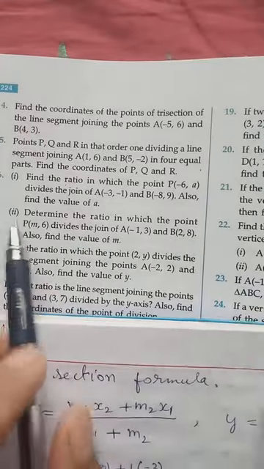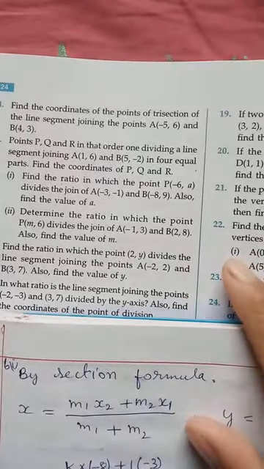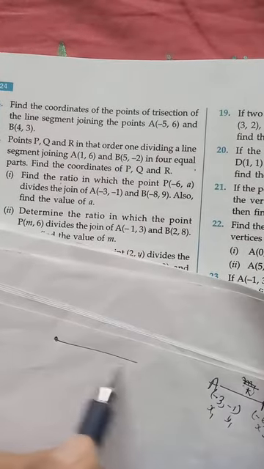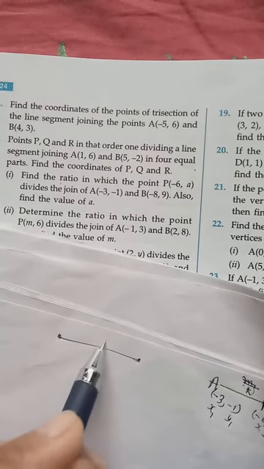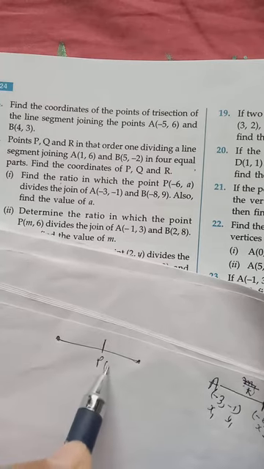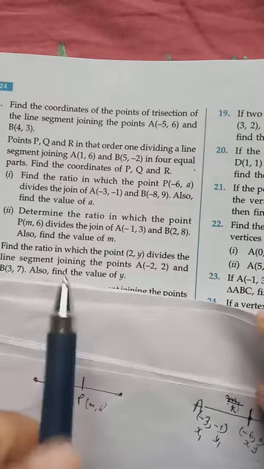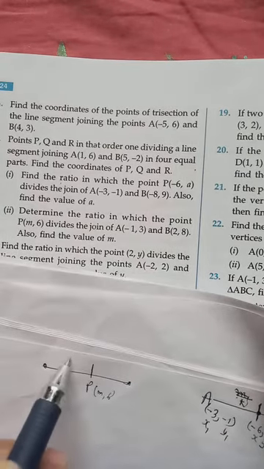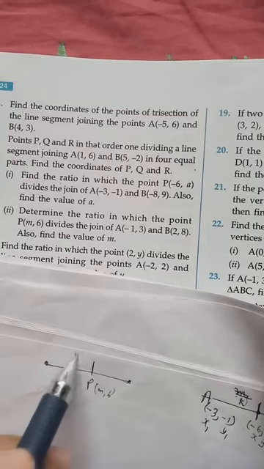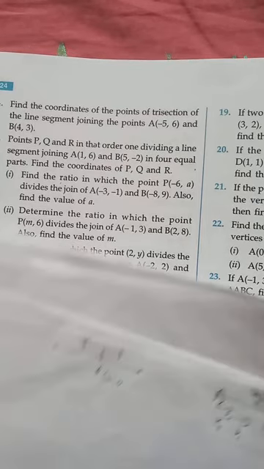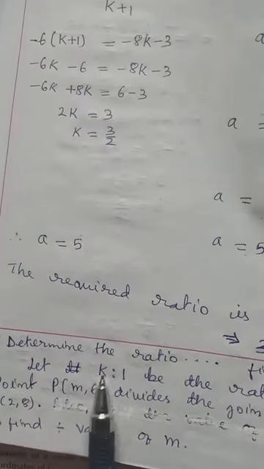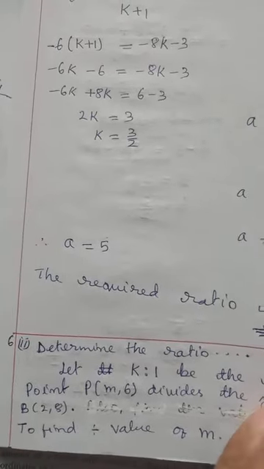Then again number 2. There also we have the same points A and B. They are divided at some point P(m, 6). Then we also have to find the ratio and the value of m. The same way, since we have m, we can take the ratio as k is to 1, so that we have only 2 alphabets to solve. So the same way we write, let k is to 1 be the ratio.